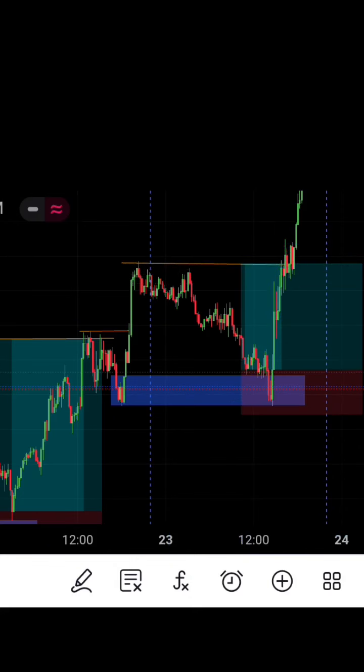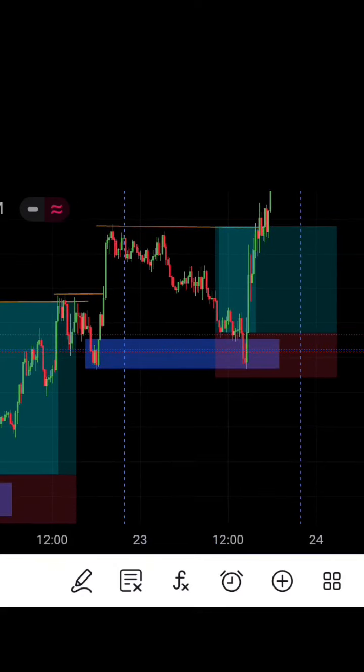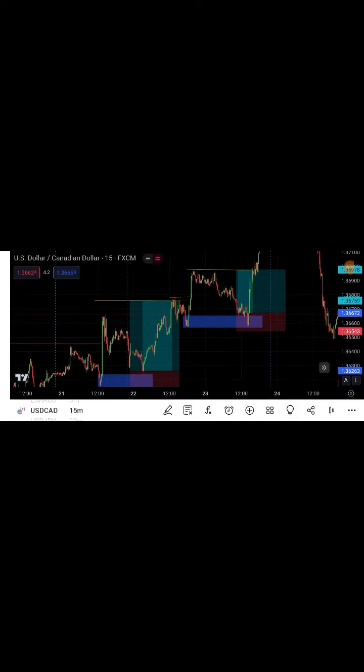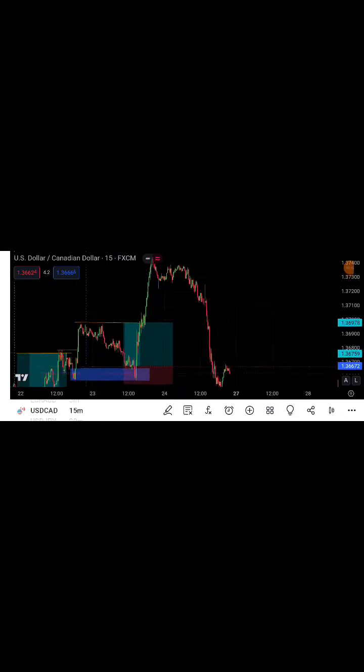So automatically you have seen this was our second order in USD Canadian dollar, and this was a perfect setup, and it's based on ICT concept and demand and supply. All right, so these are the 2 trades we took on Friday, on Thursday and on Wednesday.